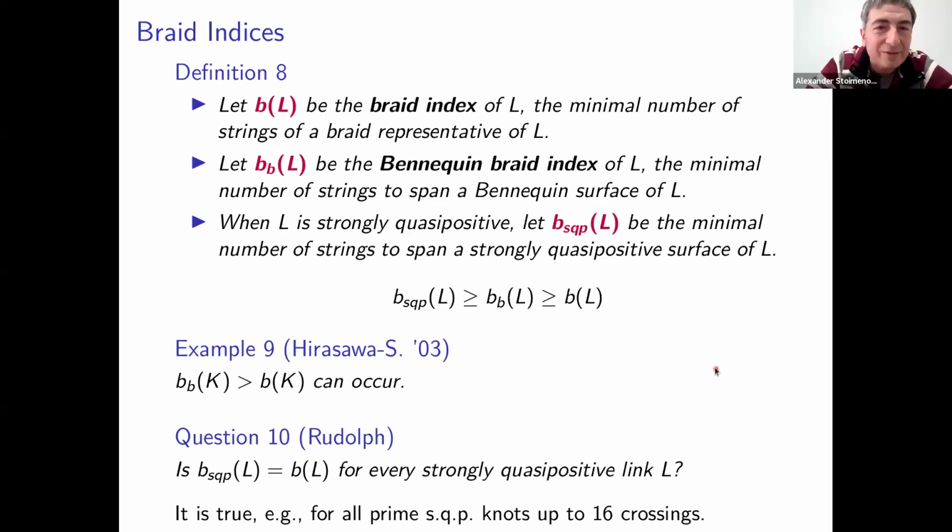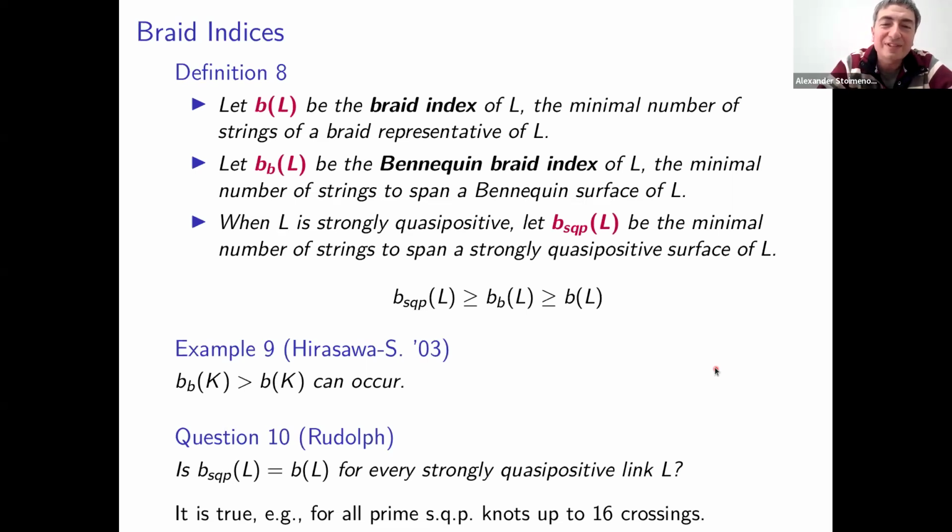The other thing that I consider is braid index. This is the minimal number of strands of a braid representative, and I define the Bennequin braid index to be the minimal number of strands on which you can span a Bennequin surface, so a minimal genus surface in band form. And similarly, if the link is strongly quasi-positive, then you can consider what I call the strongly quasi-positive index, which is the minimum number of strands to span a quasi-positive surface. And since every quasi-positive surface is a Bennequin surface, and every Bennequin surface gives a braid representation, obviously you have these inequalities.